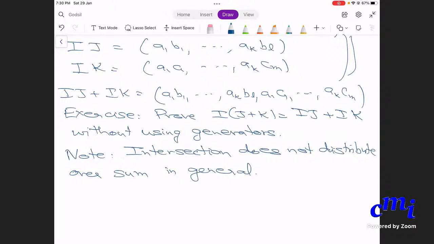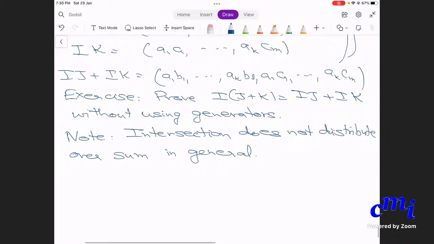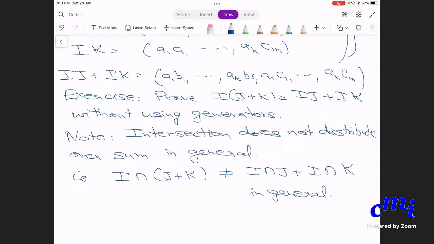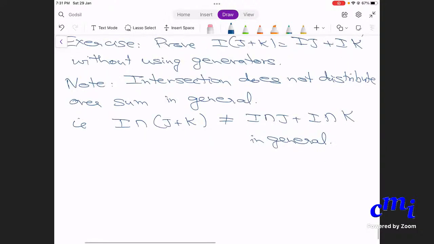So let's first give an example to show that this is false. What does it mean? I ∩ (J + K) is not equal to (I ∩ J) + (I ∩ K) in general. I'm not saying it's not always equal. It could happen in some examples, but this is not a theorem, right? You cannot prove this because there are cases of ideals for which this is false. So let's first look at an example where this is false.